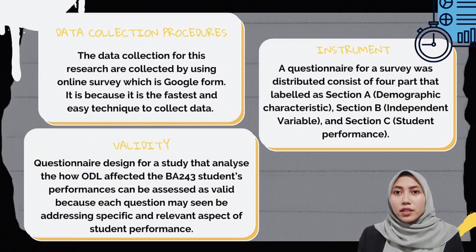The questionnaire for the survey that was distributed consists of 3 parts: Section A, demographic characteristics; Section B, independent variable; and Section C, student performance. Lastly is validity. A validation trial was performed to support the instrumentality of this study. The questionnaire designed to analyze how ODL affected BA243 student performance can be assessed as valid because each question addresses a specific and relevant aspect of student performance.